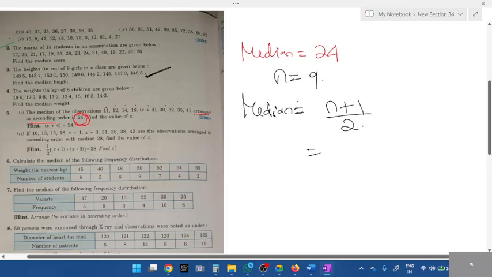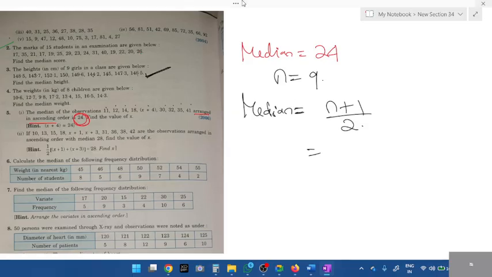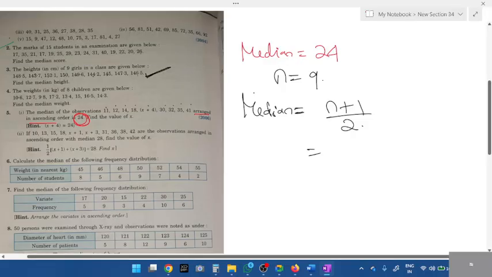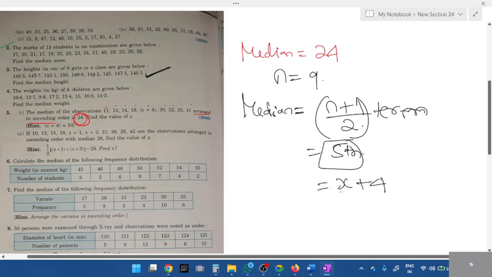No, no, one minute. N plus 1. Okay, 5. What is the fifth observation, students? Not 5. Who told 5? 5 is not the answer. Naomi, not 5. What's the formula? N plus 1 divided by 2 term. So, which is the fifth term here? The fifth term is x plus 4. Is this clear? All of you understood?